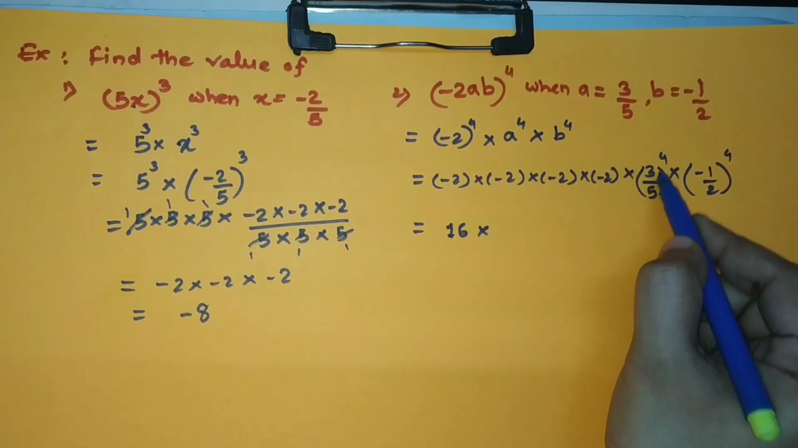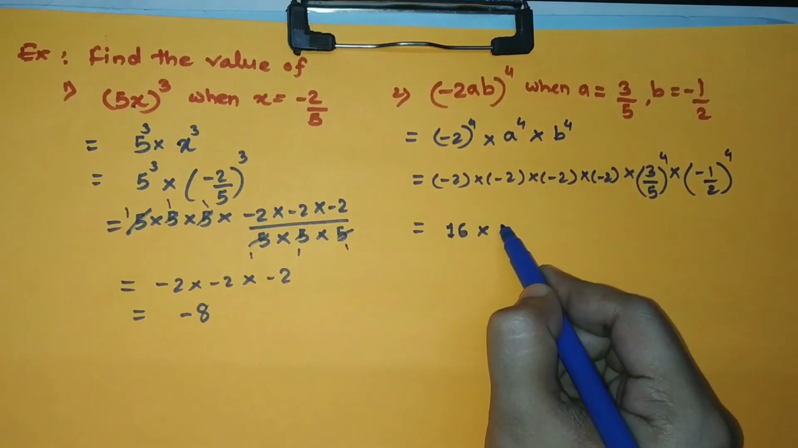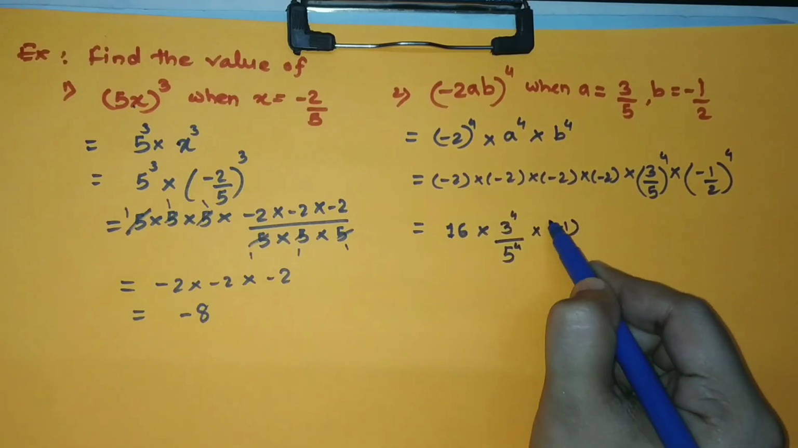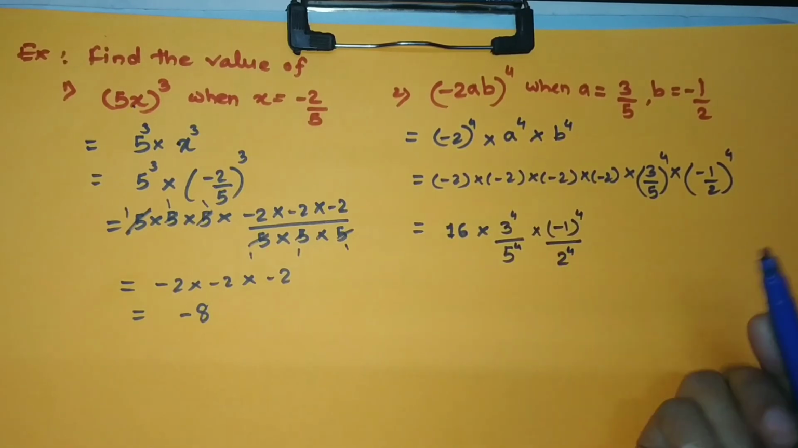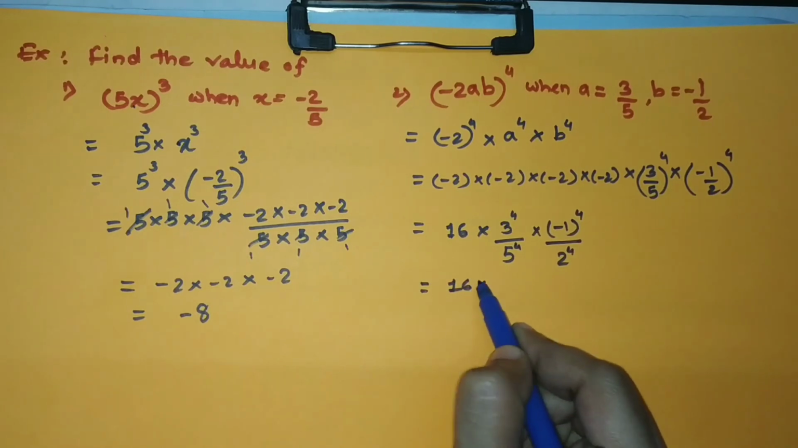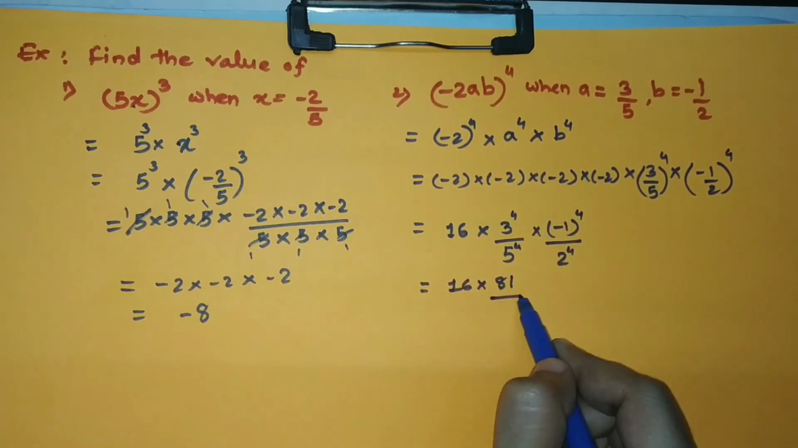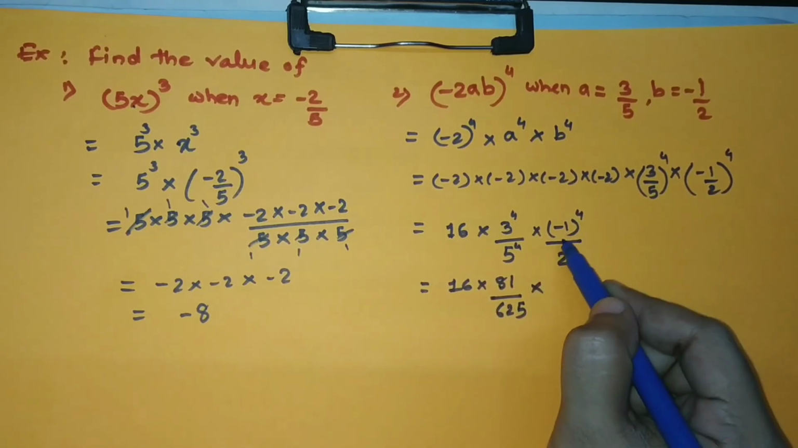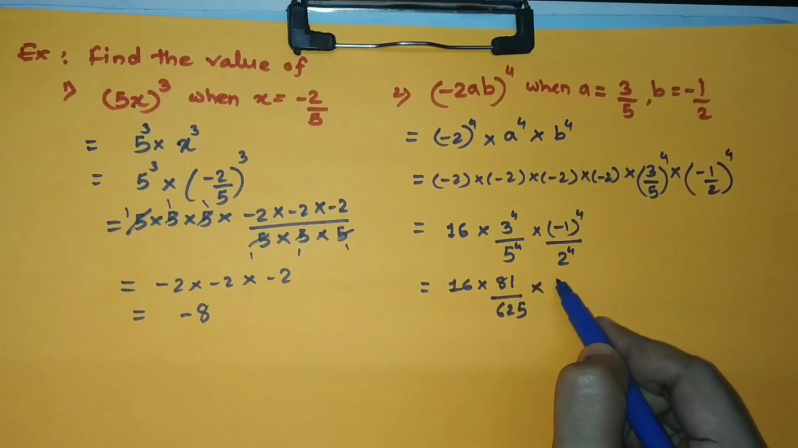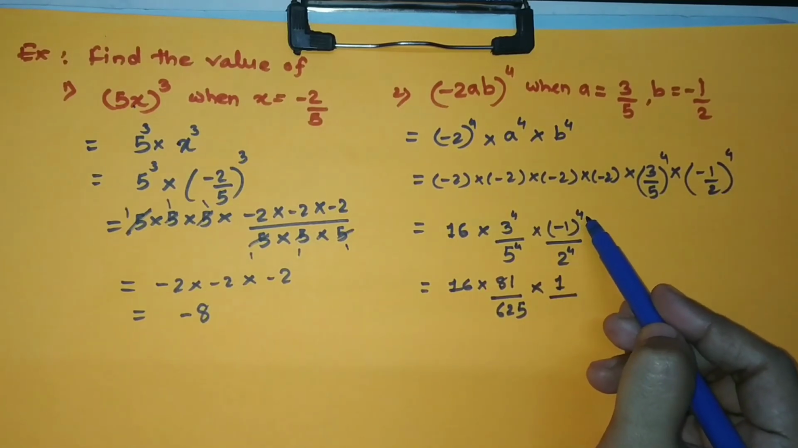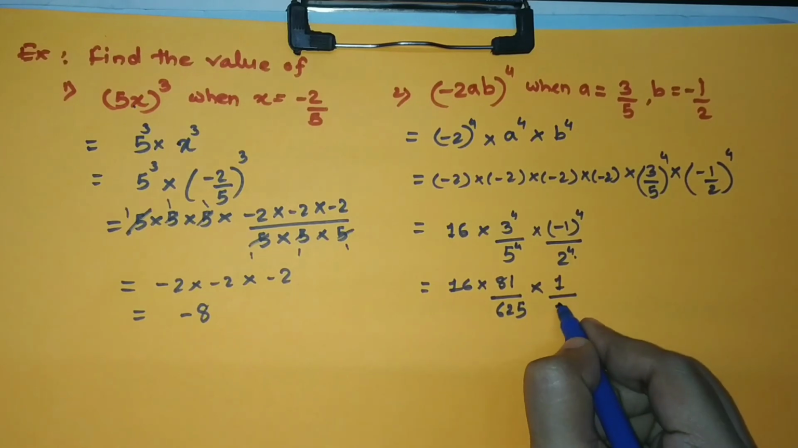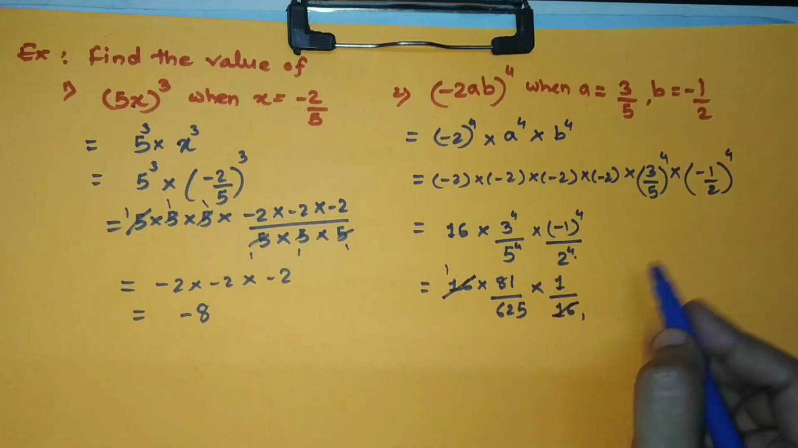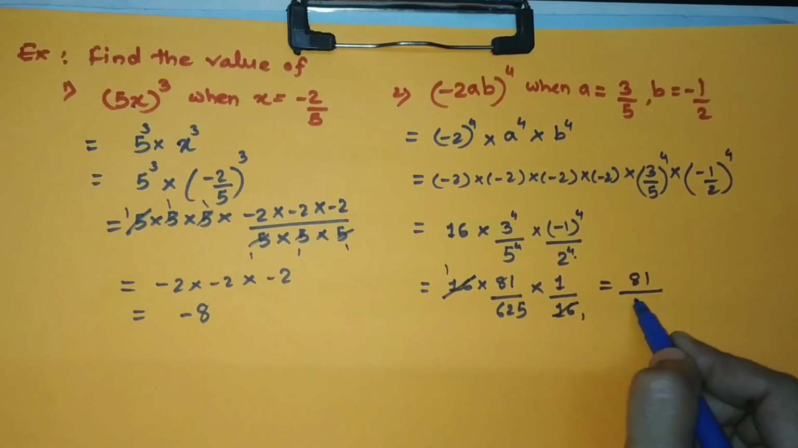Now 3 raised to 4 divided by 5 raised to 4, into minus 1 raised to 4 divided by 2 raised to 4. So friends, just multiply by 16. 3 raised to 4 is nothing but 81. And friends, 5 raised to 4 is nothing but 625. And here minus 1 is multiplied 4 times, so positive 1 will come. Why positive? Because 4 is an even number. And 2 raised to 4 is nothing but 16. Here 16 ones are 16, 16 ones are 16. So your answer came 81 upon 625.